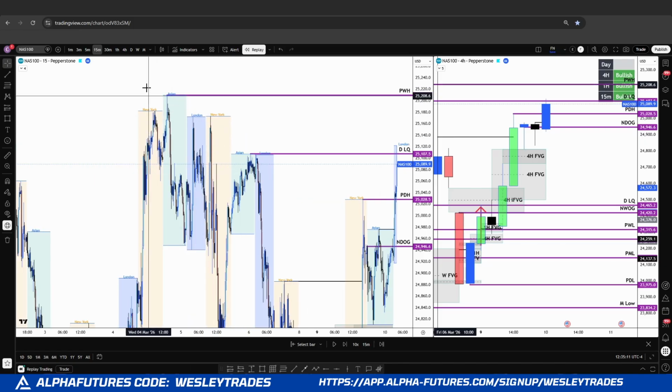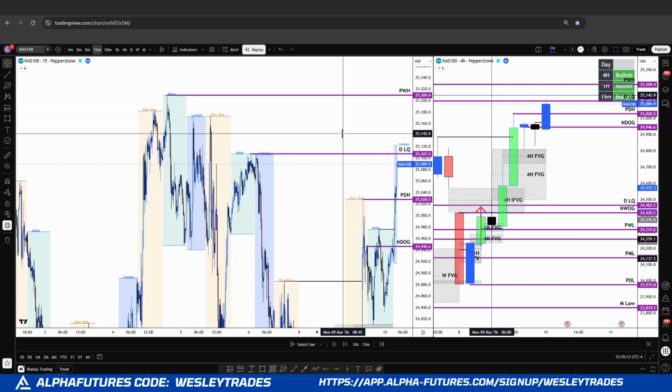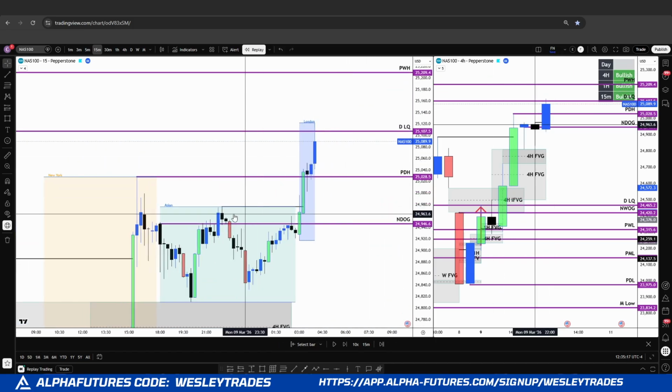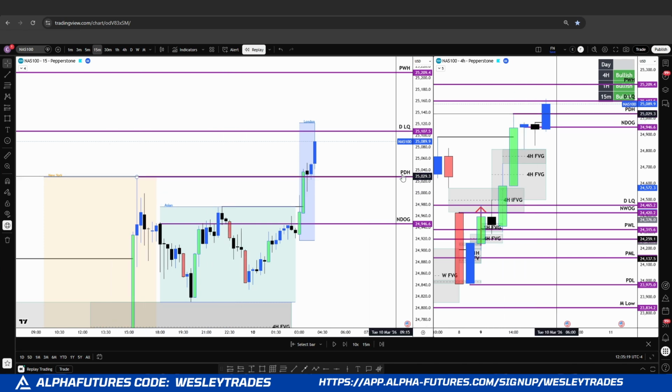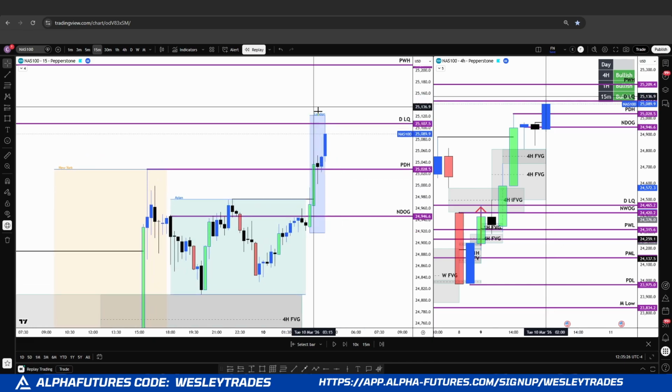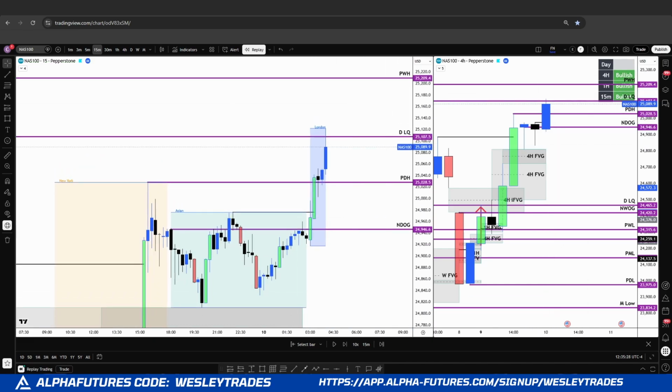Asian, London, New York. No. That's the one. That's also a daily liquidity level. In any case, let's move forward. So we actually took an Asian high and a daily high and another daily high level. So this is grounds for a possible reversal or retracement move.